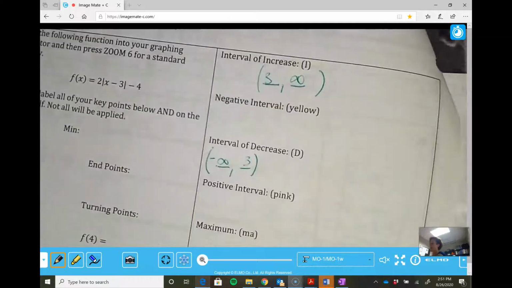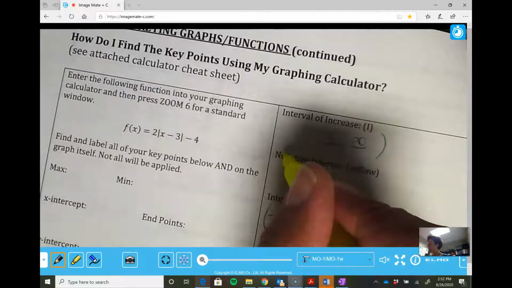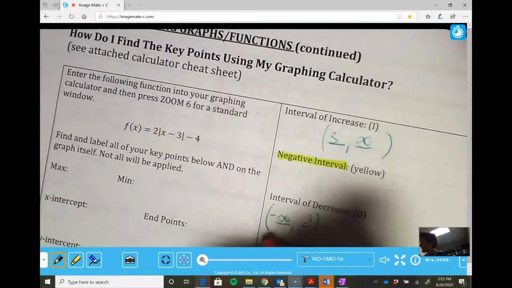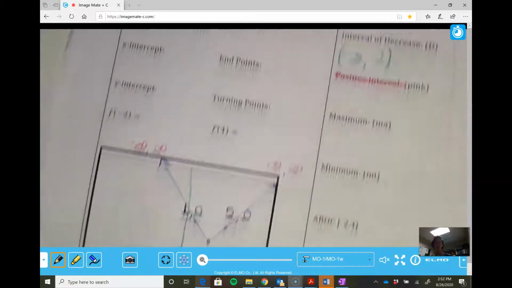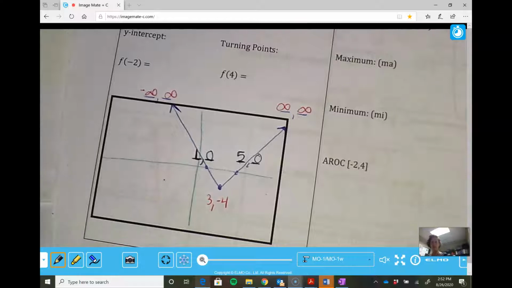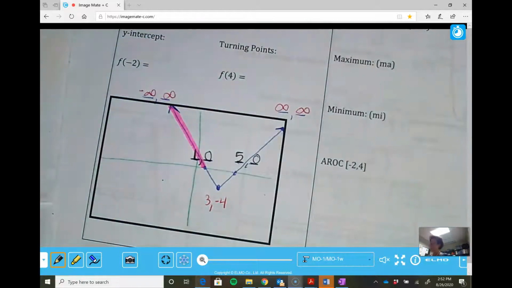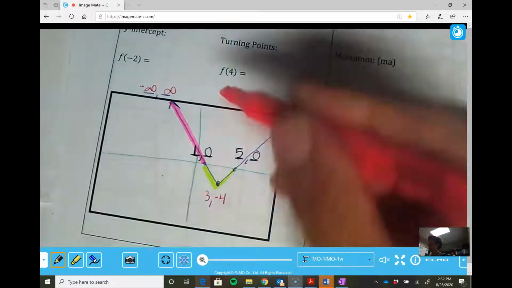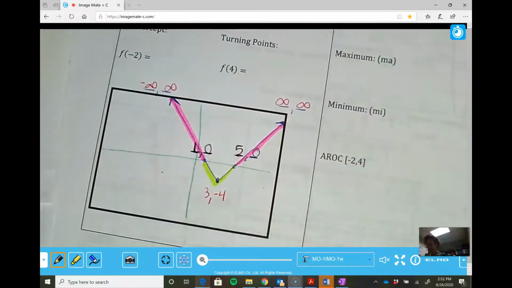So now I'm going to do the positive and the negative. So why don't we make negative yellow? Oh, look, it even says yellow. And we'll make positive pink. Oh, goodness, I got the right colors. All right, so going left to right. Remember, this is where we're looking. Where is y positive and where is it negative? Well, here it's positive, and then it has a little area that it's negative, and then it's positive again.